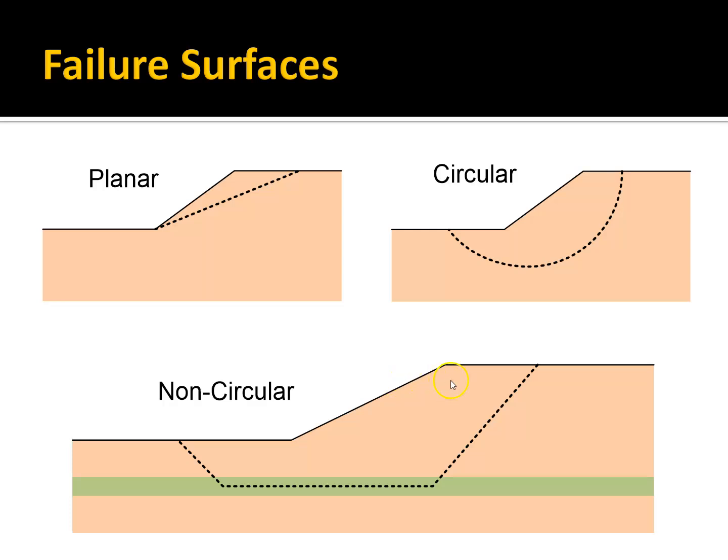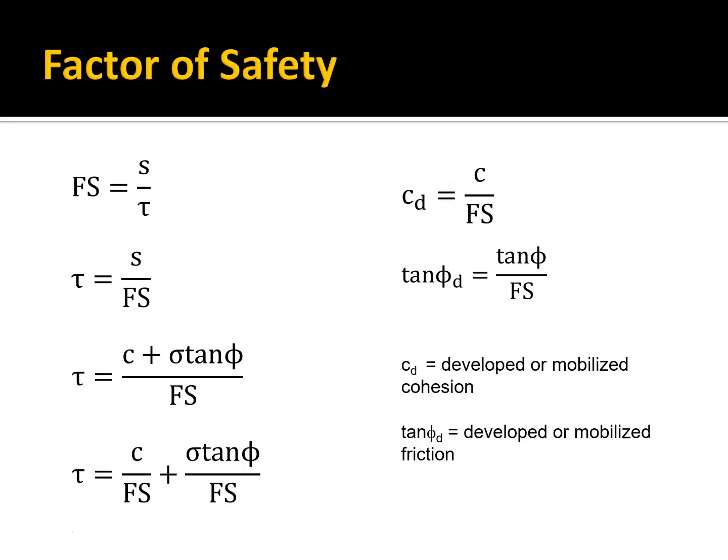And then sometimes you have a weak seam somewhere like this, and a non-circular failure surface may end up getting you a more critical factor of safety than a circular surface. So when we get into using our slope stability software, we're going to look at both circular and non-circular failure surfaces and how to do a critical search for a factor of safety using the limit equilibrium method.